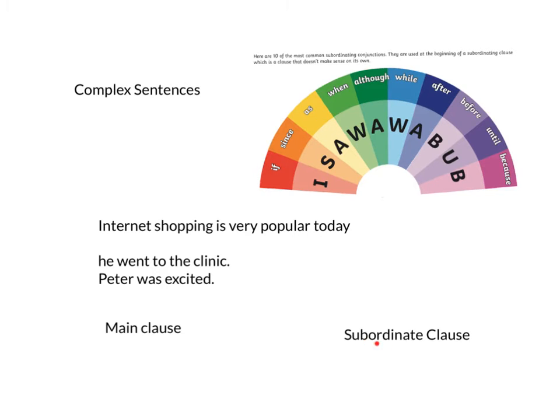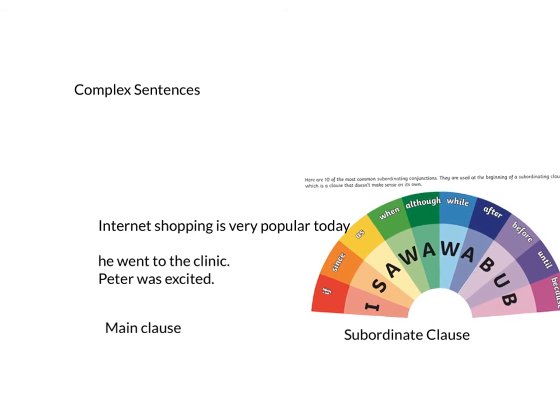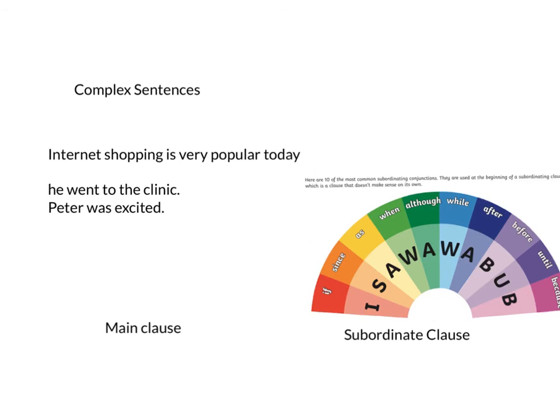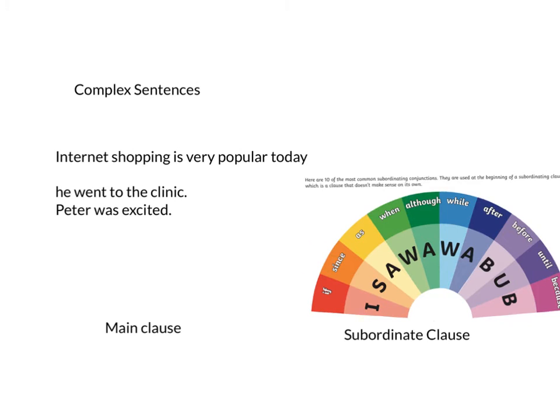Because as soon as you add a subordinate clause, your sentences aren't so simple anymore. They become complex. I'm going to show you how I would go for it. And hopefully you'll be able to identify the subordinate clause in some examples. We're going to use this I saw a wabub example to make our sentences just that little bit more complex. I'm very excited to use it.